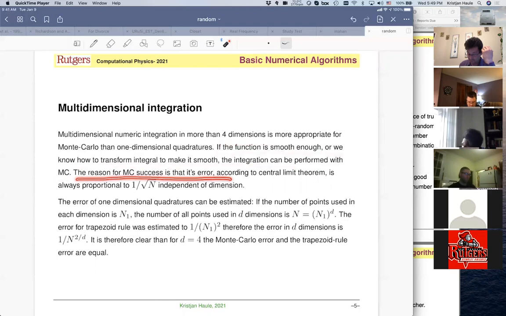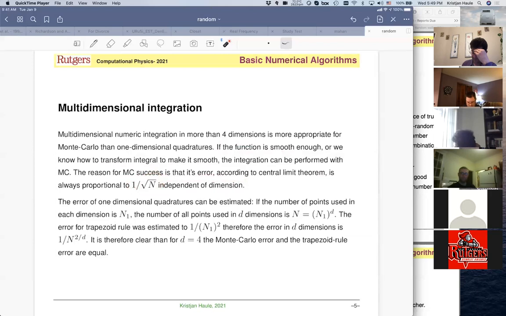The reason for Monte Carlo success in larger dimensions is that the error, according to the central limit theorem, is always proportional to 1 over square root of n, independent of dimension. So this is crucial. The error of Monte Carlo is always 1 over square root of n, where n is the number of points thrown into the volume. So we have some volume, you throw in n points, and the question is, how big is the error? Well, it's 1 over square root of n, independent of how many dimensions this volume has, okay?